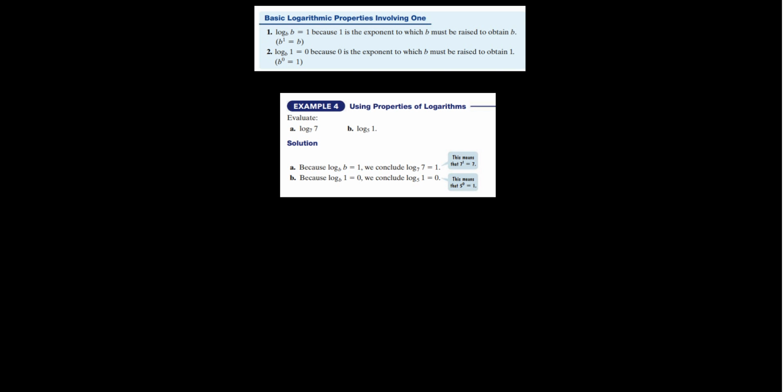Number 2, log base b of 1 is equal to 0, because 0 is the exponent to which b must be raised to obtain a 1. And of course, we see that here: b raised to the 0th power is equal to 1. And so example 4, let's start with A real quick. We would write 7 raised to what power is equal to 7? We don't know the power. Well, obviously, 7 raised to the first power is 7, and we see that here.